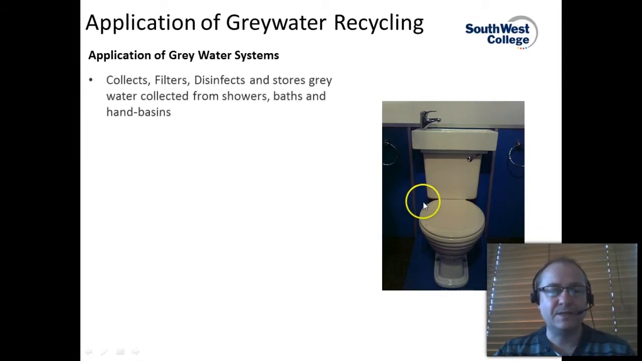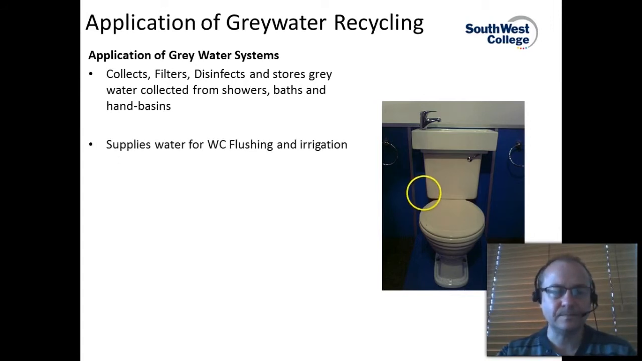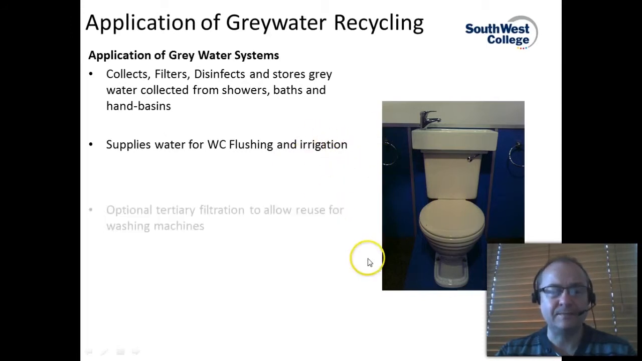Application of greywater systems. Basically what a greywater system does is it collects the wastewater from the processes or the applications that we've seen in the previous slides. It filters it and then it disinfects it, and it stores the greywater. Generally, as I say, the applications are showers, baths and hand basins. And then what a greywater system does is it supplies this water for toilet flushing, and it can also be used for garden irrigation for watering plants.